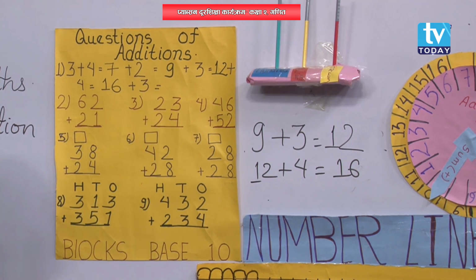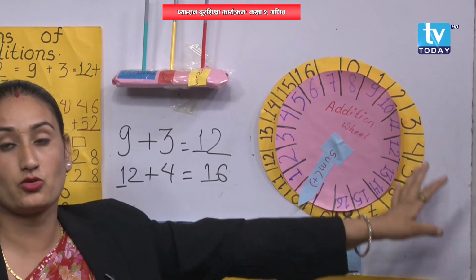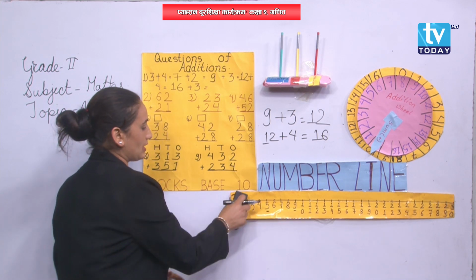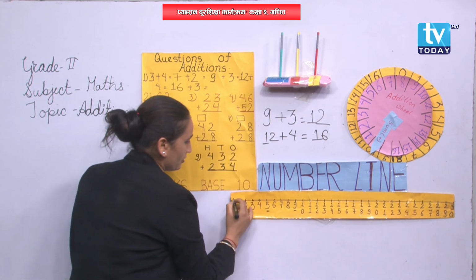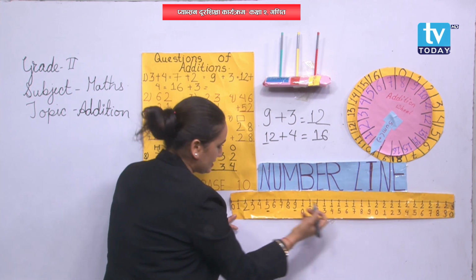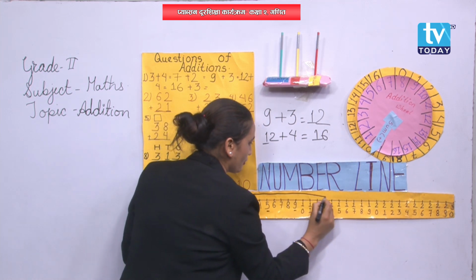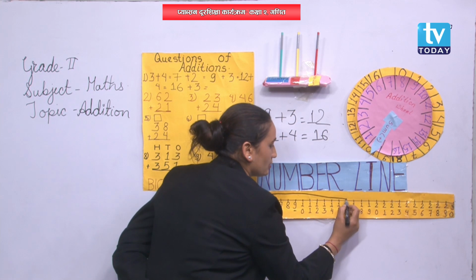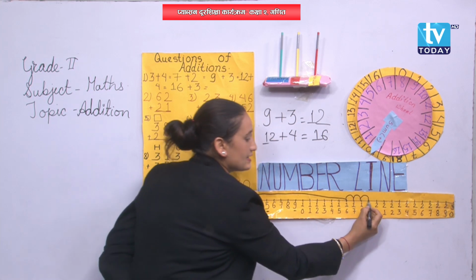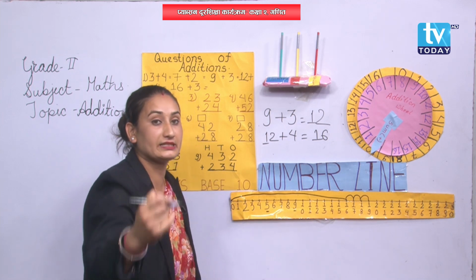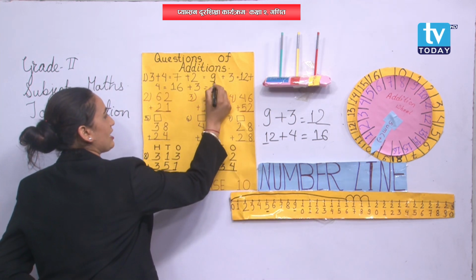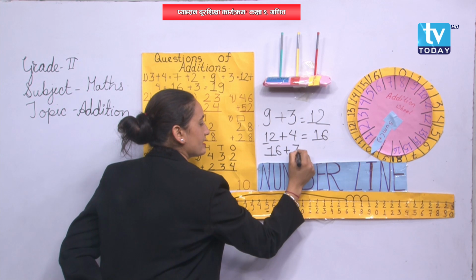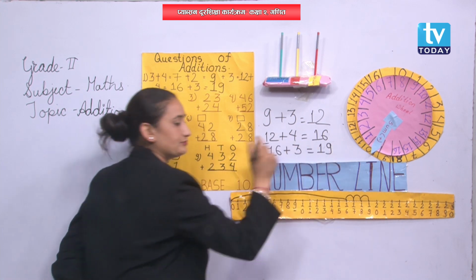16 plus 3. Because I have prepared up to 16, so there are not so many more numbers. So, we are going to use the number line. Are you ready to do the number line? 16 plus 3. Where is the 16? 1 plus 6, 16. Let's go here. I am going here. Okay, 16. 16 plus 3. So, 16, 1, 2, 3. 16 plus 3 is 19. Right? So, lastly, I have to write here 19.